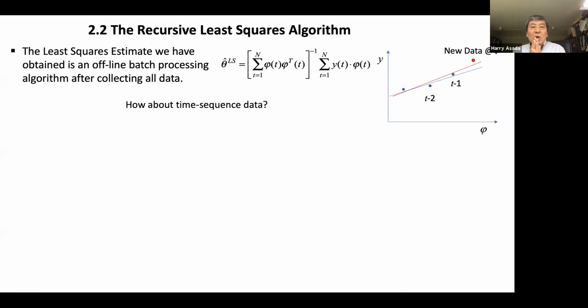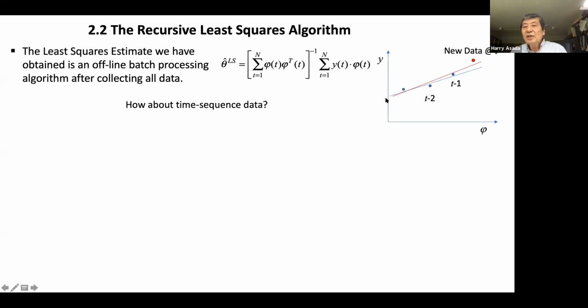Okay, so let's go back to the slides. So far, with the least squares algorithm, you collect all the data and then put it into this equation to find the optimal estimate, right? But in this case, you have to collect all the data first, then do this processing. But what we are interested in is other situations: how about time sequence data?